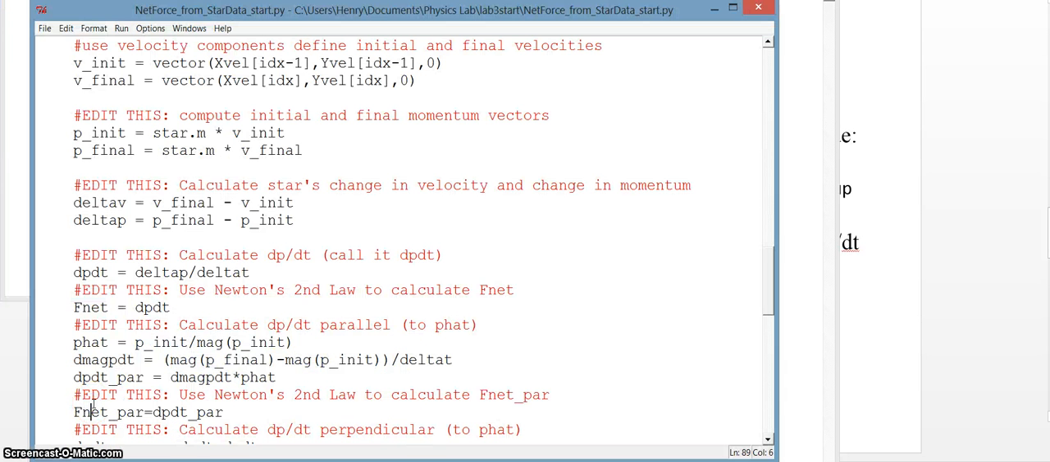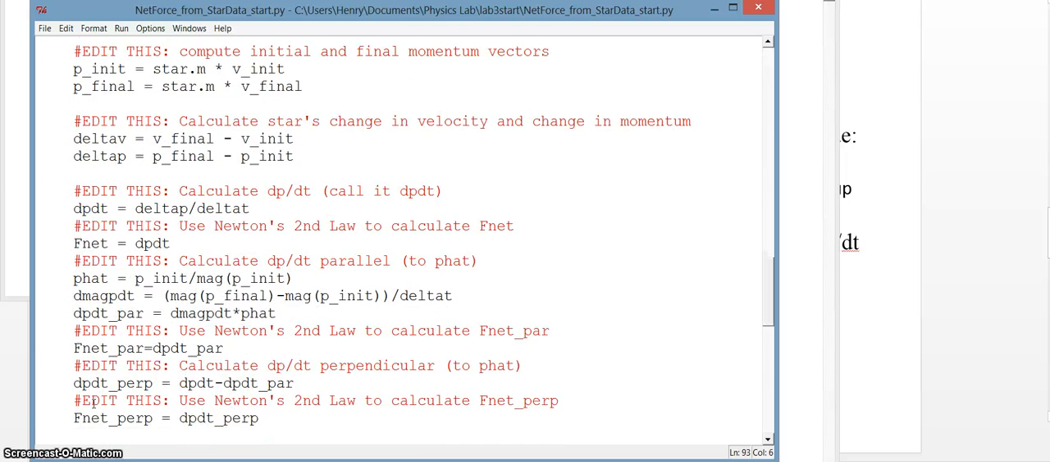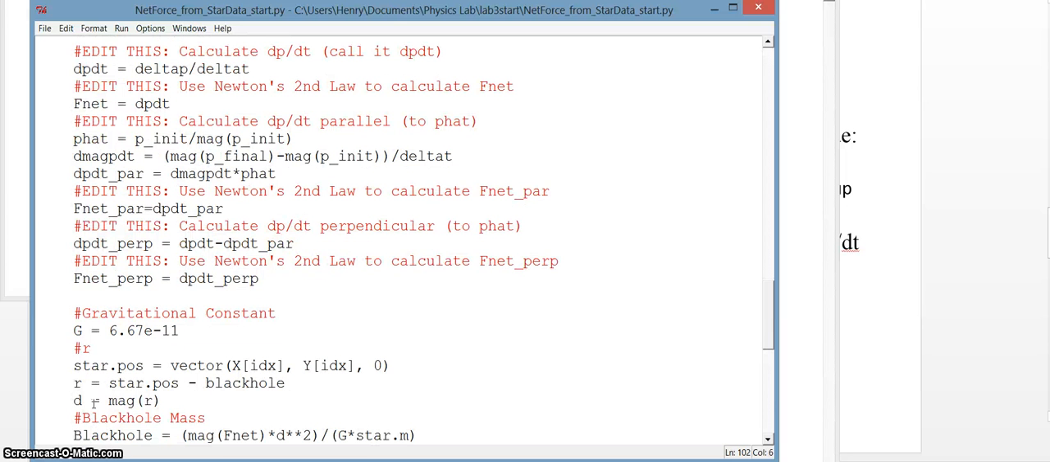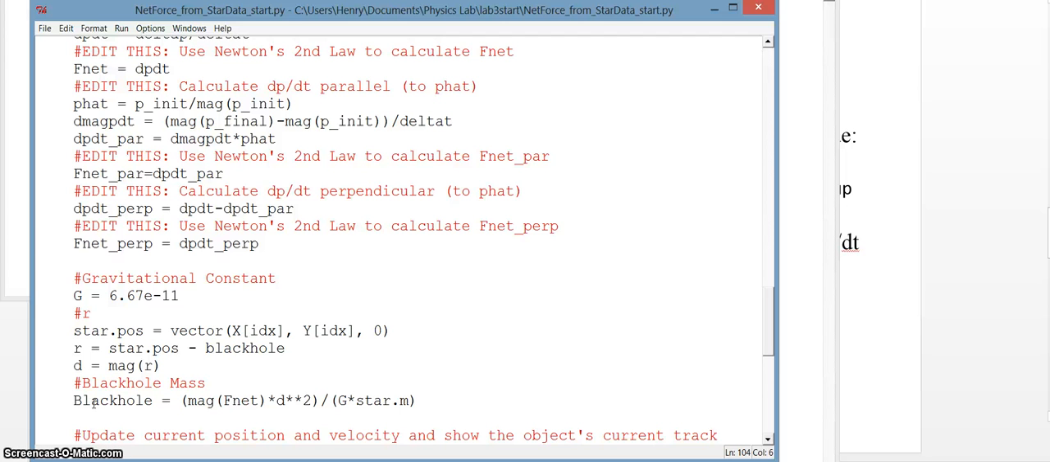So back to my Python model, after finding this data of the net forces and its components, I decided to find the mass of the black hole using the equation for universal gravitation, and I put that into Python with this line of code.